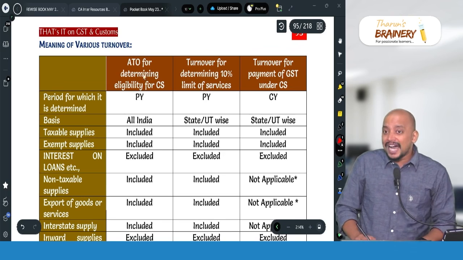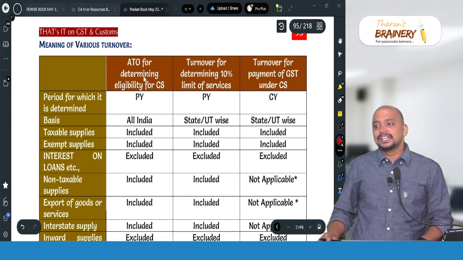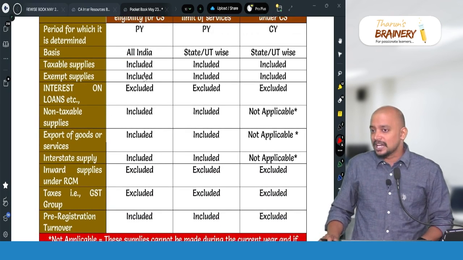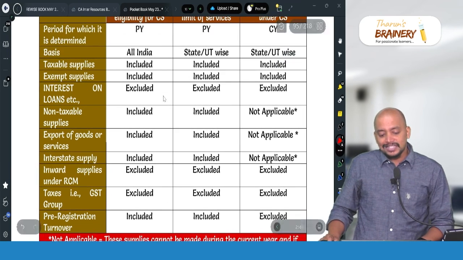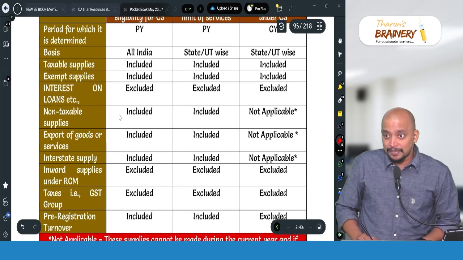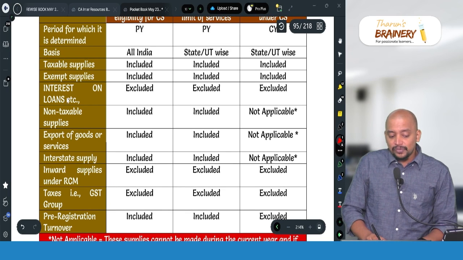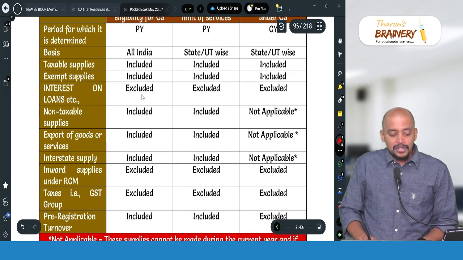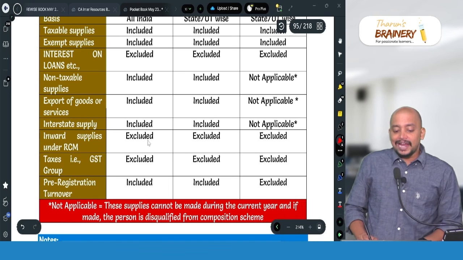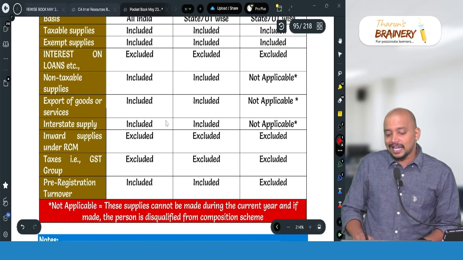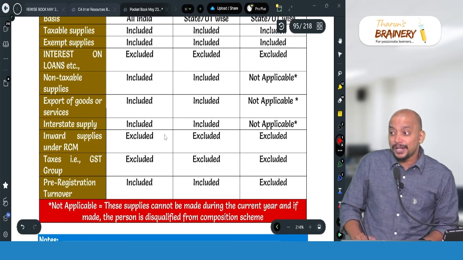What is the meaning of aggregate turnover for determining eligibility to opt for composition scheme? Taxable supplies, exempted supplies, non-taxable supplies, zero rated supplies. Whether interest on loans and advances will be coming? No, it will not be coming. Okay. Whether inward supplies under RCM will be coming? No. And whether interstate supplies will be taken? Yes. Non-taxable supplies also taken? Yes.